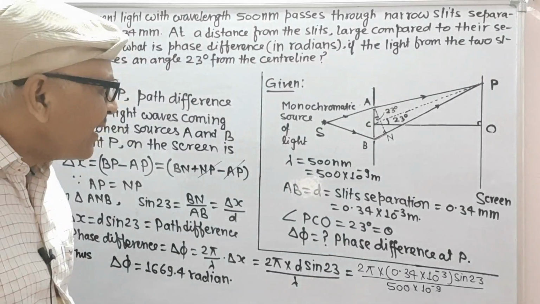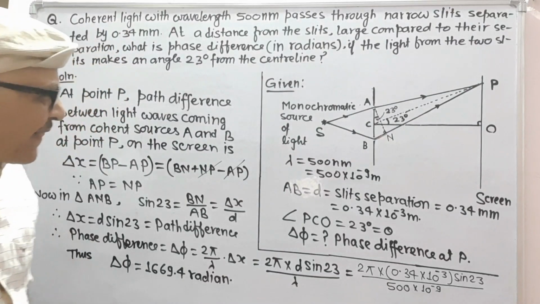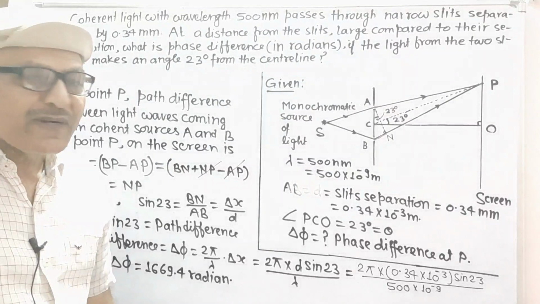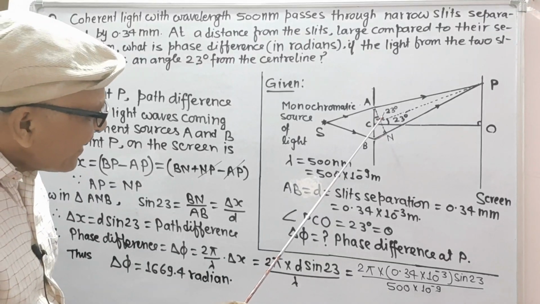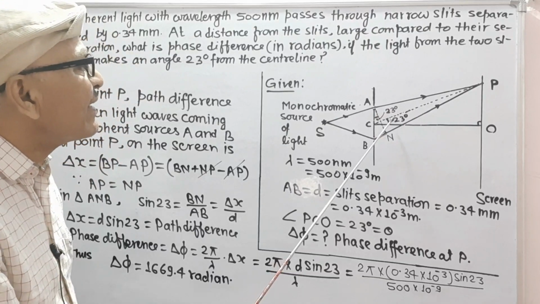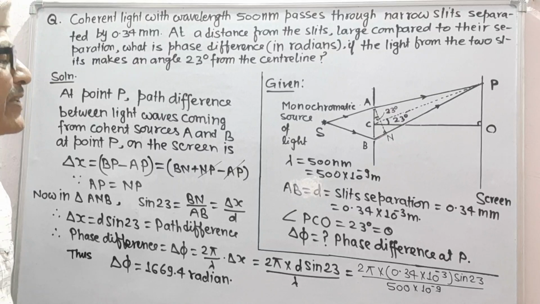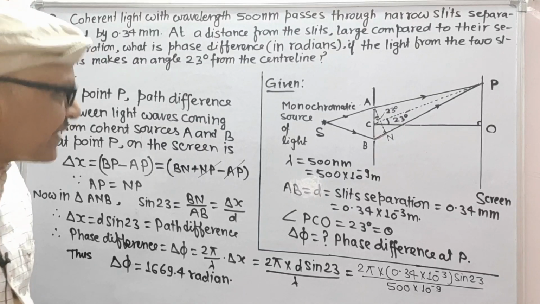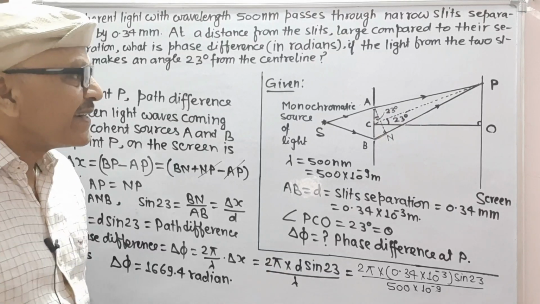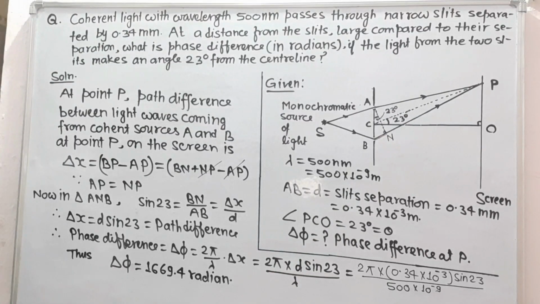Now, while discussing the theory of Young's double slit experiment, we had taken this angle, which is geometrically equal to this angle theta, to be very small. Therefore, sin theta was approximated as theta. But in this case, sin theta cannot be approximated as theta, because theta, which is 23 degree, is a large angle.